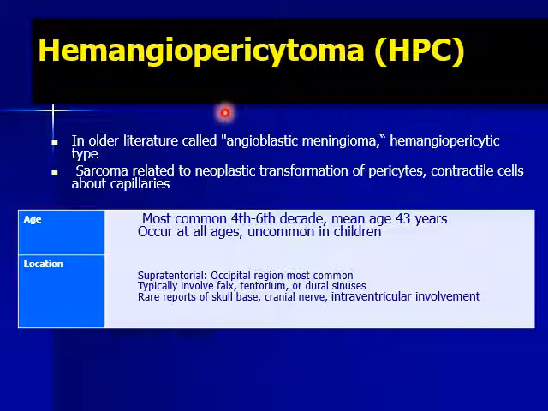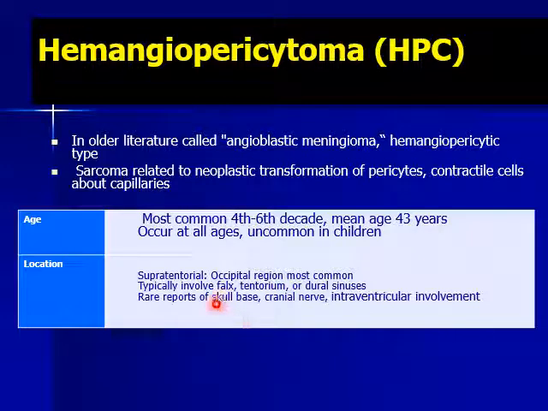Another tumor that occurs in the meninges is called hemangiopericytoma. Previously it was called angioblastic meningioma, but this is not correct because it is a sarcoma related to the pericytes of the capillaries, not from the meningothelial cells. Most commonly it occurs in the 4th to the 6th decade, but it can occur at all ages. Usually it is supratentorial in the occipital region.